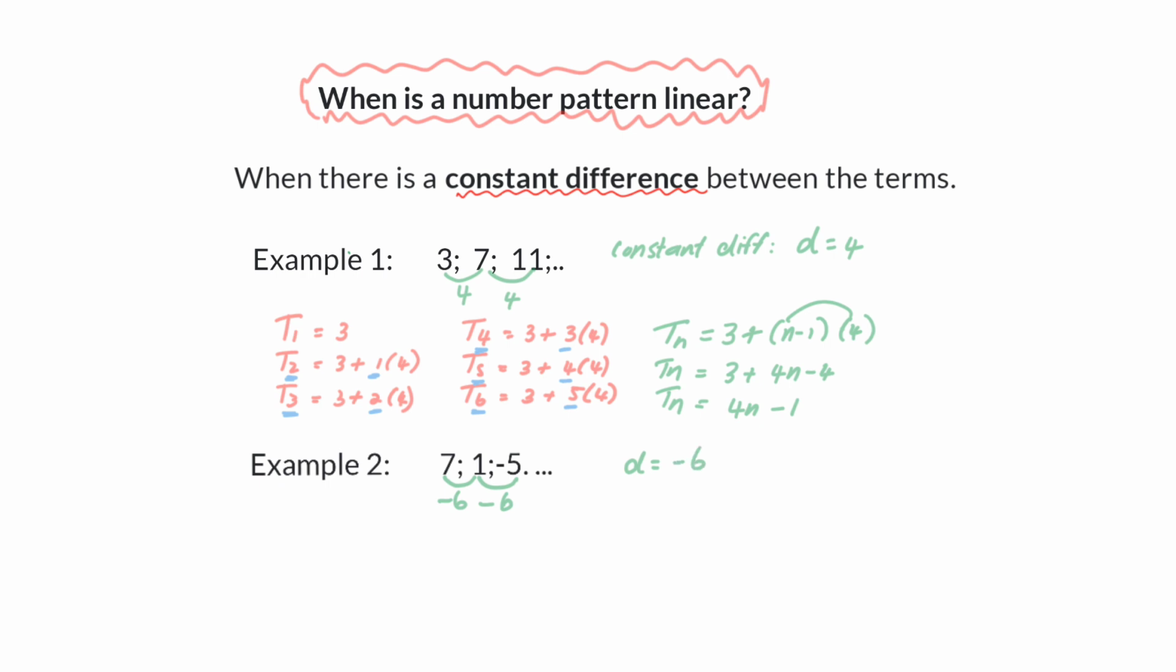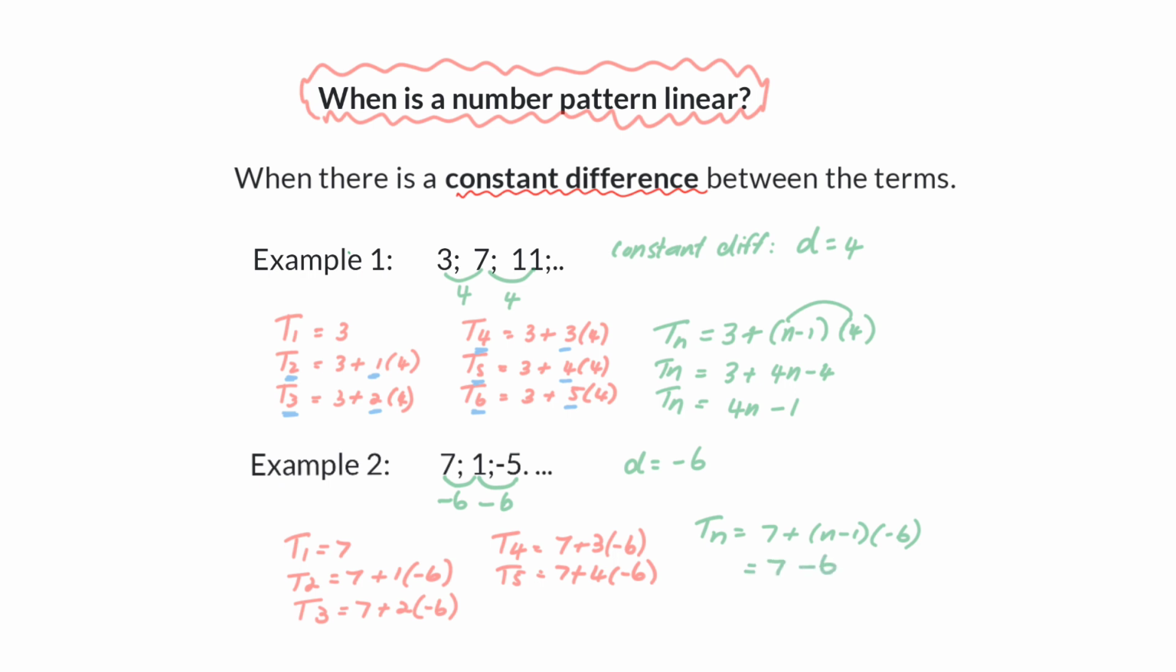Let's try and write it in the same format as the previous one. When we expand this sequence, we say T1 is 7, T2 is 7 plus 1 times negative 6. T3 is 7 plus 2 negative 6s. T4 would be 7 plus 3 negative 6s. T5 would be 7 plus 4 negative 6s. So therefore, Tn would be 7 plus n minus 1 negative 6s, which gives you 7 minus 6n plus 6, which is 13 minus 6n.